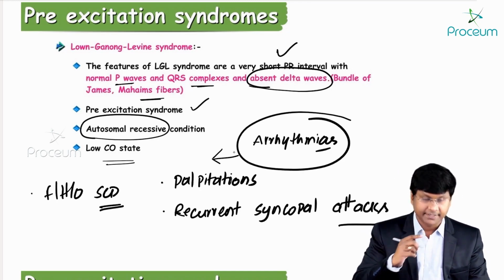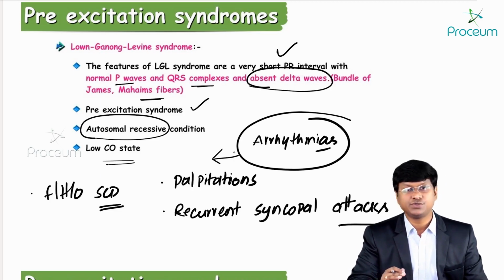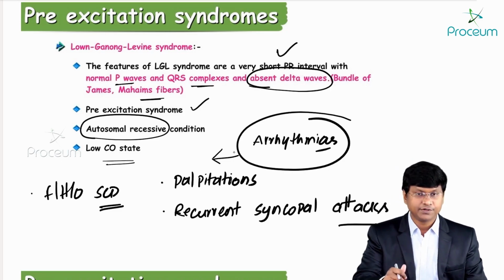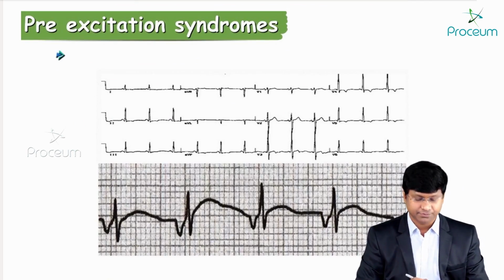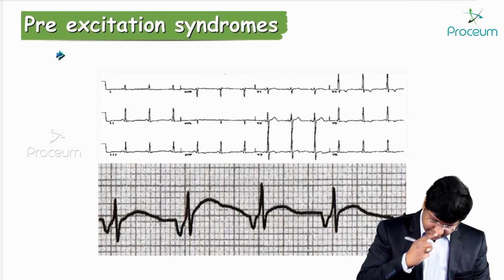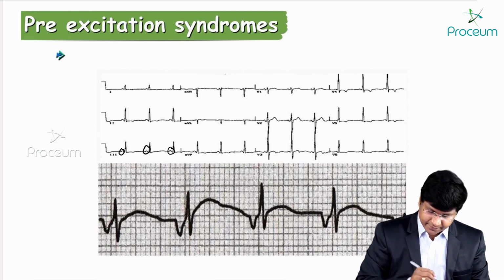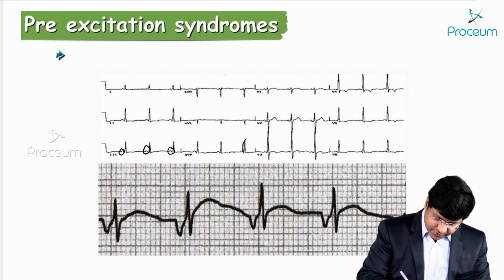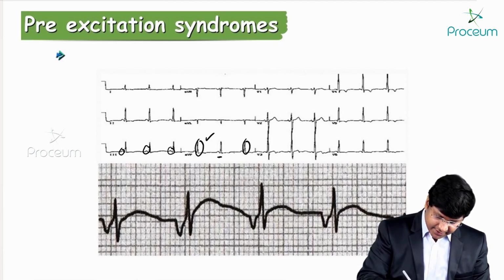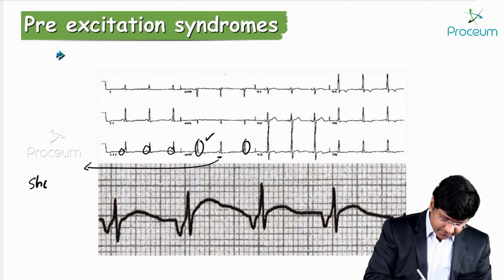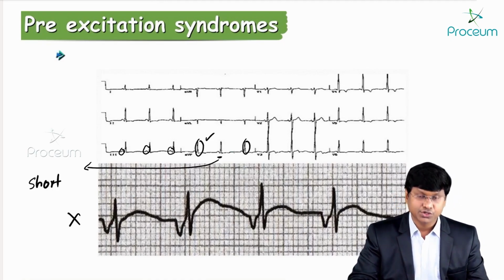Right? And what is the treatment? The drug of choice is flecainide. And the treatment of choice is radiofrequency ablation. Okay. So before that, let me just show you the ECG also at the same time. So this is the ECG of your LGL syndrome. So if you see here, the P wave is normal. And how is your QRS complex? Even the QRS complex is normal. Then what is the abnormality? That is your short PR interval. So they will have the short PR interval.